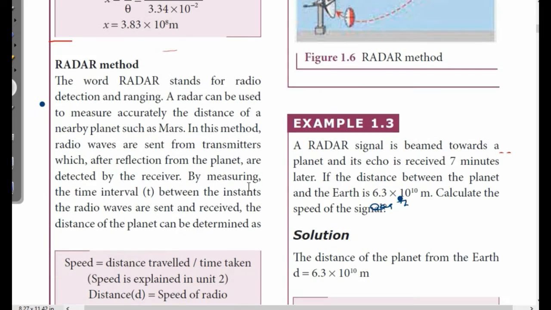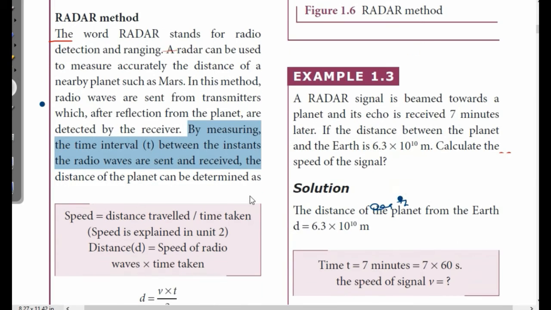Then the radar method. The word radar stands for radio detection and ranging. A radar can be used to measure accurately the distance of a nearby planet such as Mars. In this method, radio waves are sent from transmitters which, after reflection from the planet, are detected by the receiver. By measuring the time interval between the instants the radio waves are sent and received, the distance of the planet can be determined.